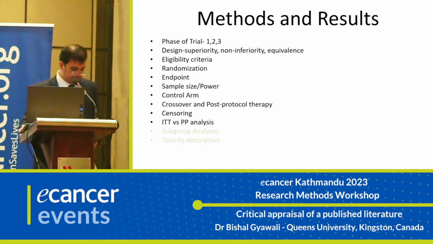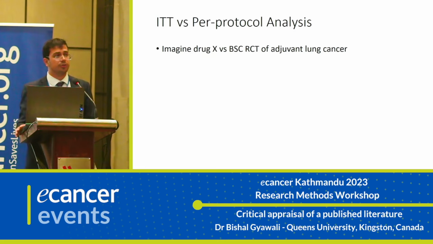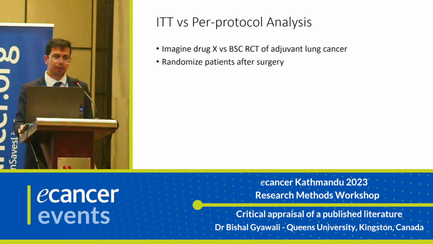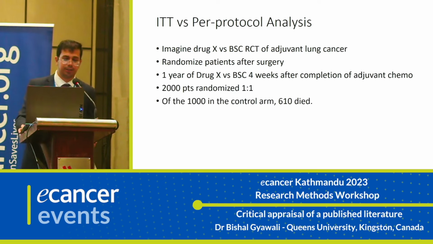But one thing that is absolutely important for you to know is intention to treat versus per protocol analysis. What does that mean? Let's imagine drug X versus best supportive care, a randomized trial of adjuvant lung cancer. Let's say we randomize patients after surgery to receive 1 year of drug X versus best supportive care after they have completed their chemo. Let's say we enroll 2,000 patients. We randomize them 1:1. So 1,000 patients in the control arm, 1,000 patients in this new fancy drug arm.